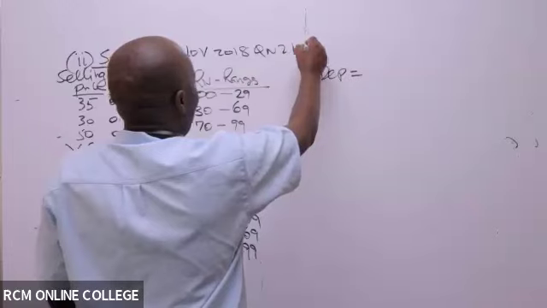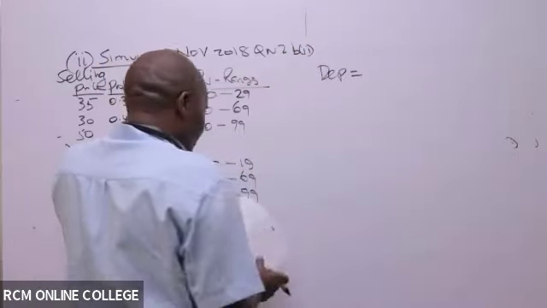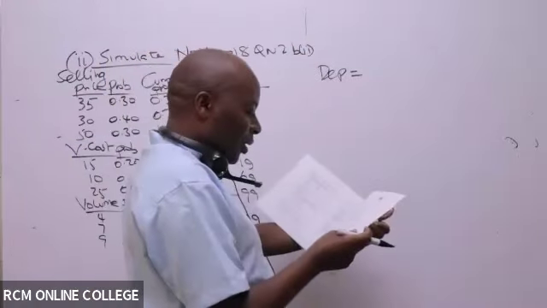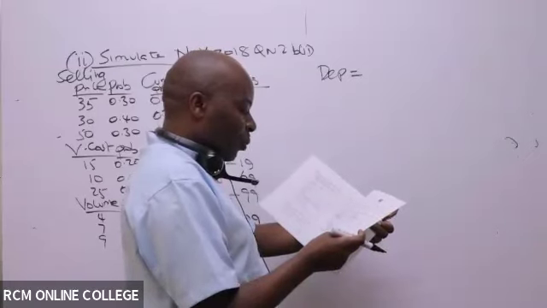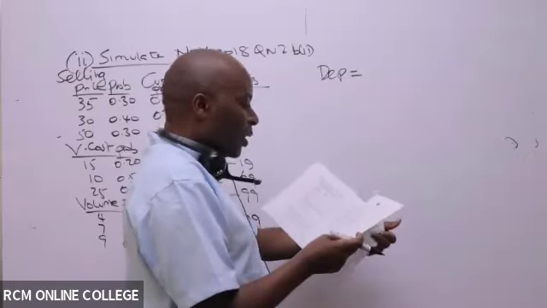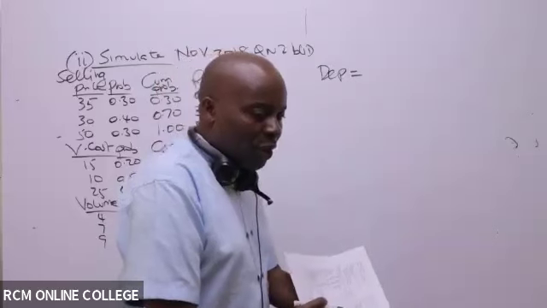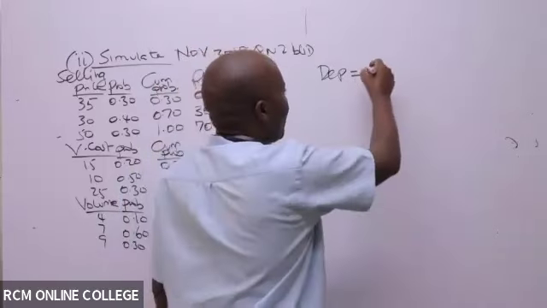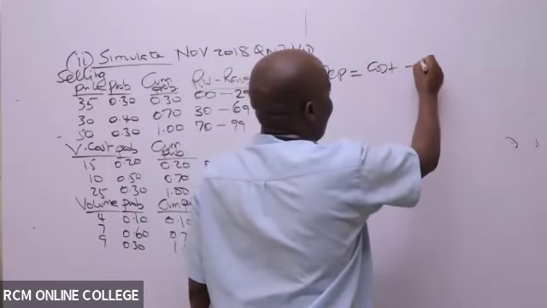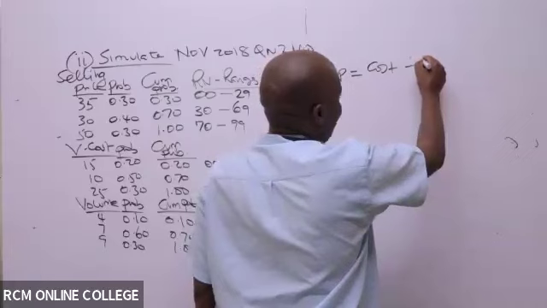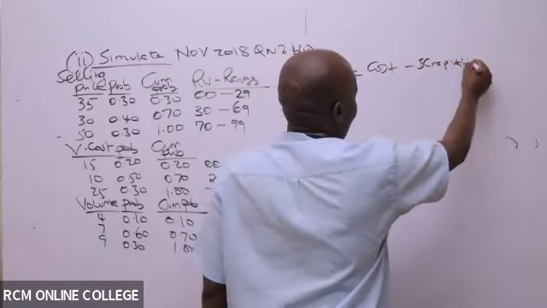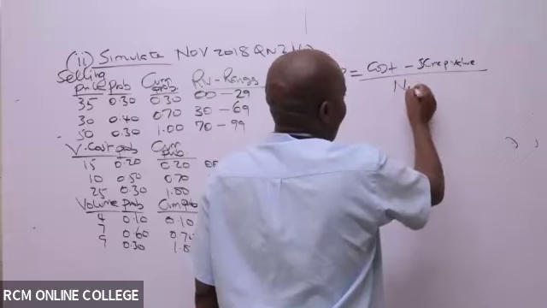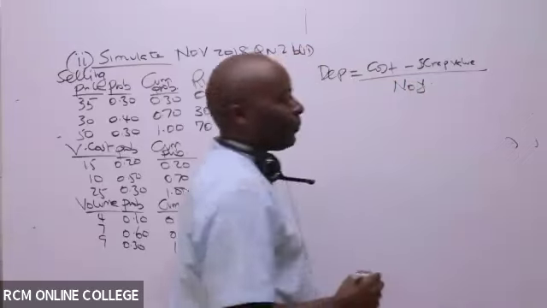B Roman 2. So depreciation, if you look at paragraph number 2, the firm's policy is to depreciate all of its fixed assets on a straight line basis. So we will take here the cost of the machine minus the scrap value or residual value, all over the number of years.